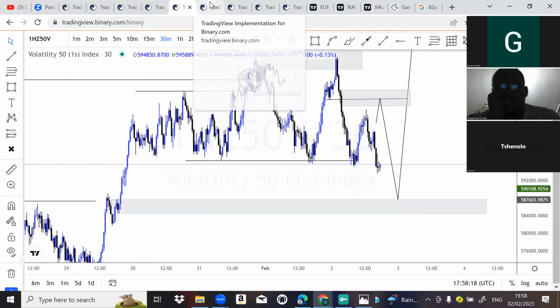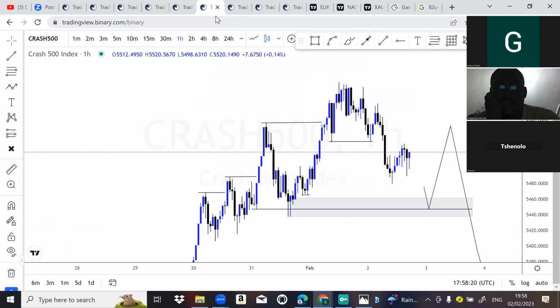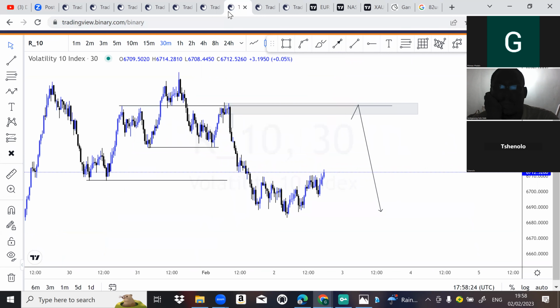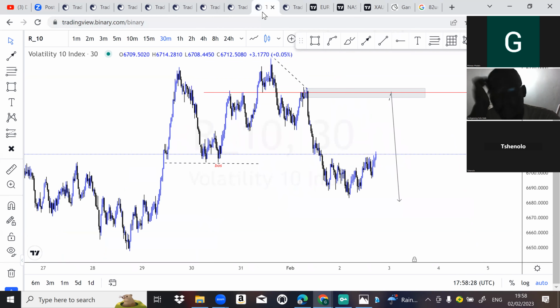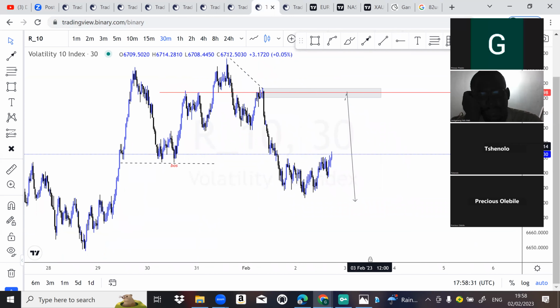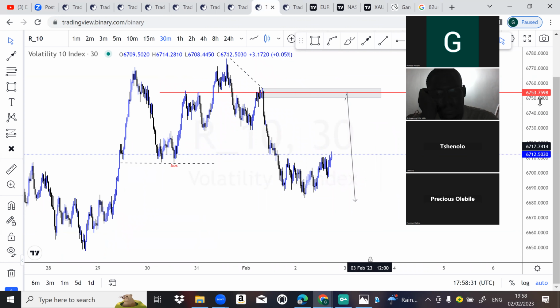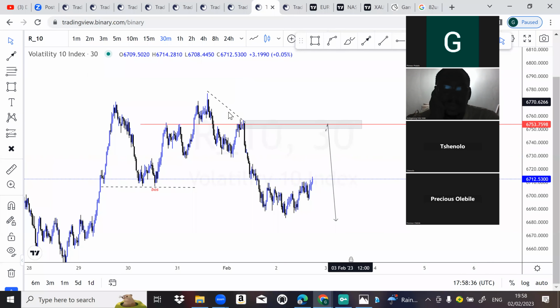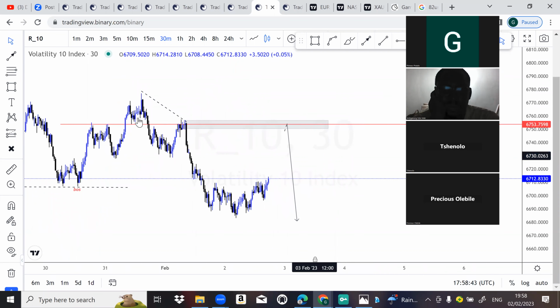This one is now. So this setup is the same as the V25 1S because we have what? We have this high and then we have this low. So this is SMS, shift of market structure, break of market structure, and then we have what?